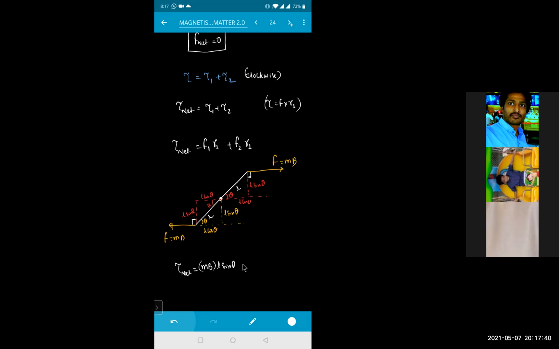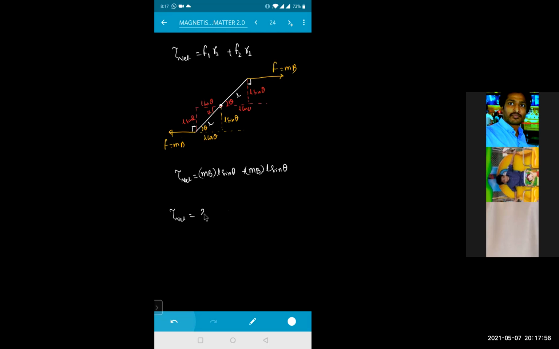Plus, this one is nothing but M B into again L into sin theta. Okay now? So this will become tau net equal to, both of them are the same, so can I add them? That will become 2 into M into B into L into sin theta. Now this can be written as M into 2L into B into sin theta. Can I write?